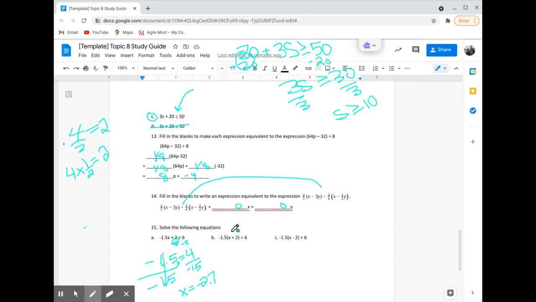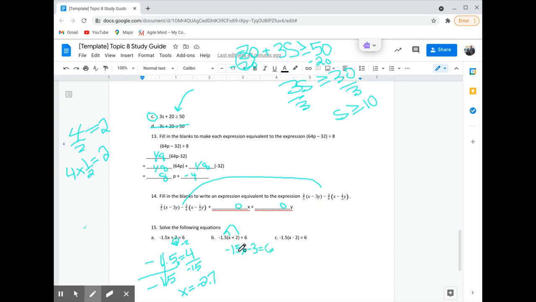What would I have to do with negative 1.5? Wouldn't I have to multiply it by both of these numbers, here and here, using the distributive property? What's negative 1.5 times x? Negative 1.5x. Good. And what's negative 1.5 times 2? Wouldn't that be negative 3? Is that negative 3? 1.5 plus 1.5 is what? Isn't that 3? Yes. All right.